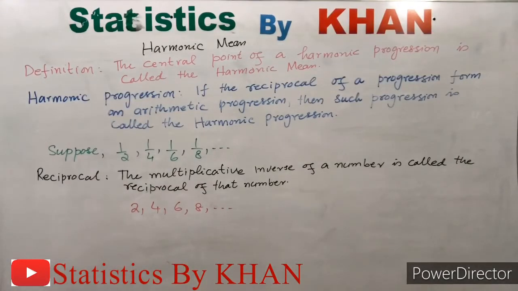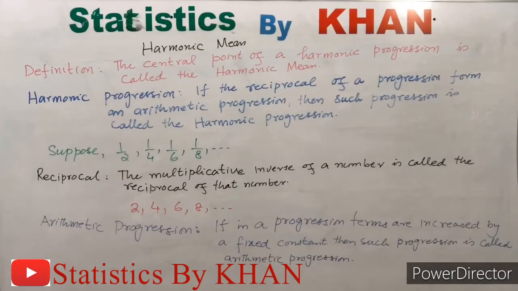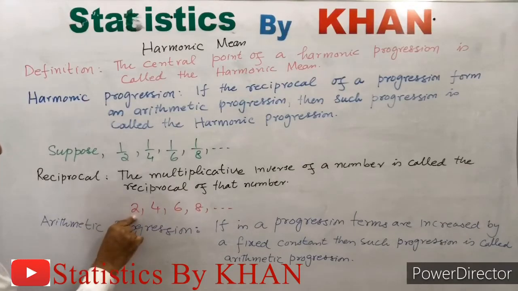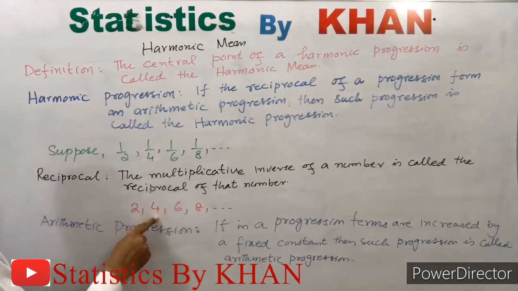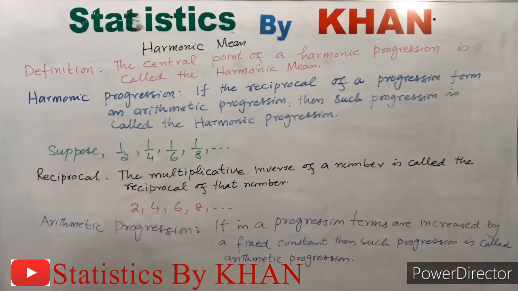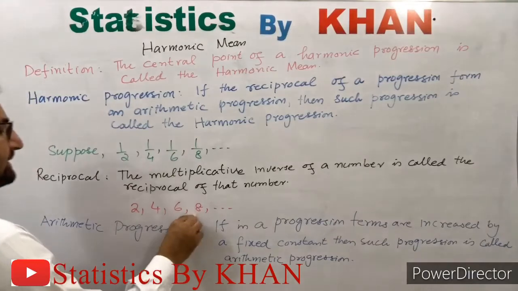In a progression, if the terms are increased by a fixed constant, then such progression is called the arithmetic progression. Let me write the definition of the arithmetic progression. If in a progression, terms are increased by a fixed constant, then such progression is called an arithmetic progression. Now according to this definition, if we look at this progression, the first term is 2, and the second is 4. So it means 2 has been added to 2 to get 4. Similarly, 2 has been added to 4 to get 6. And similarly, 2 has been added to 6 to get 8. So in the light of this definition, this progression is an arithmetic progression.